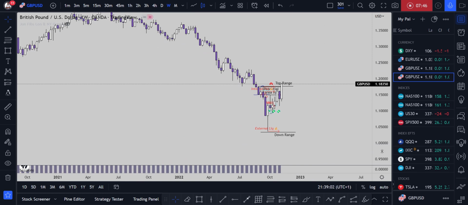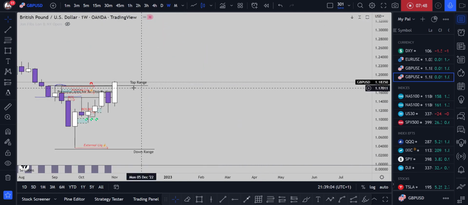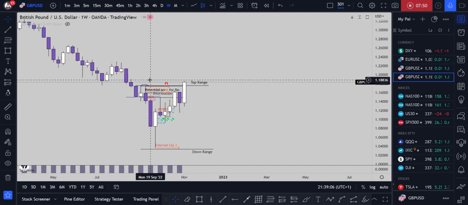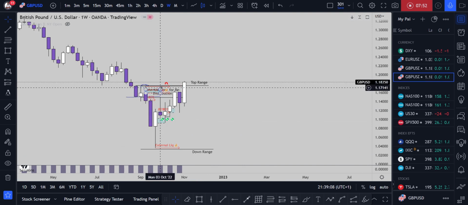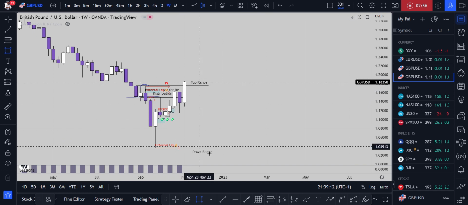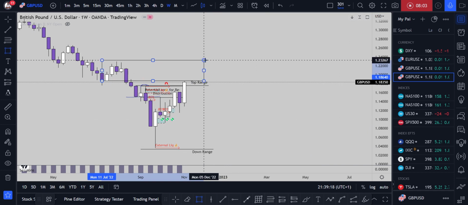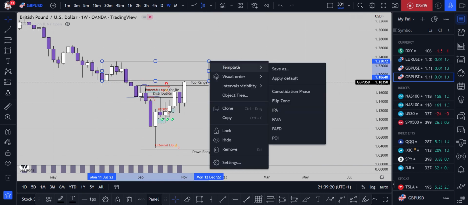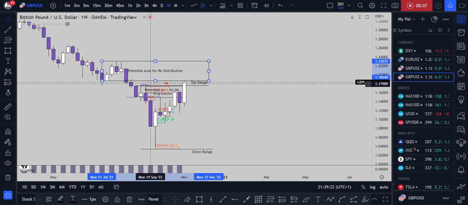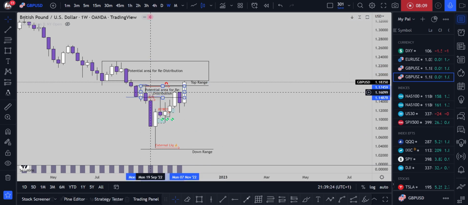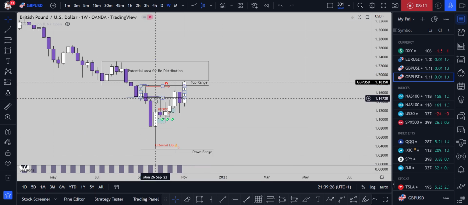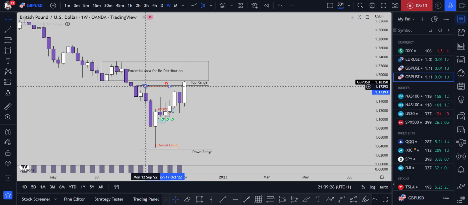I don't know how many of you remember the last time we were here, whereby I said I was expecting them to take out this IPA and trade into this area here. So we can see how that is already happening. So I'm looking at this area here, looking at this area for potential redistribution. Let me delete most of these markings here so that we can have a clean chart.